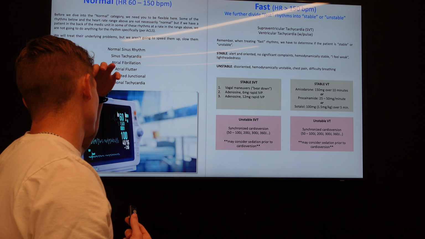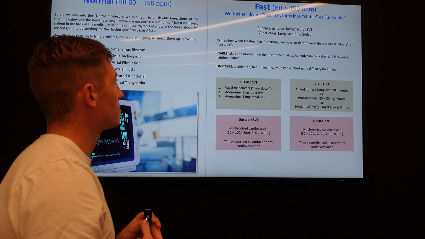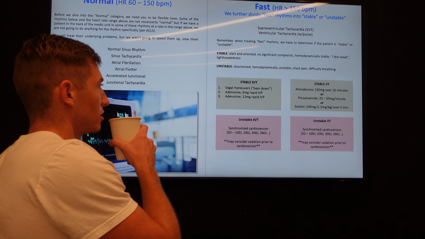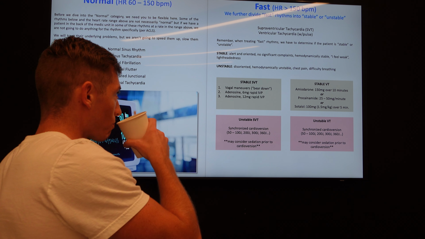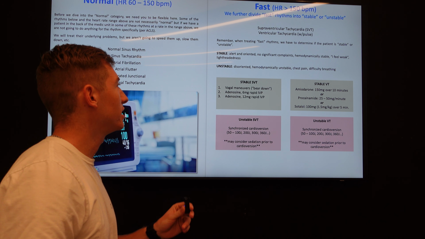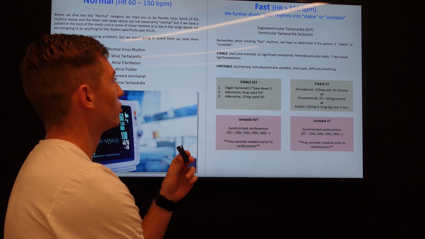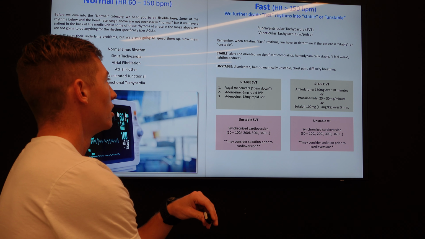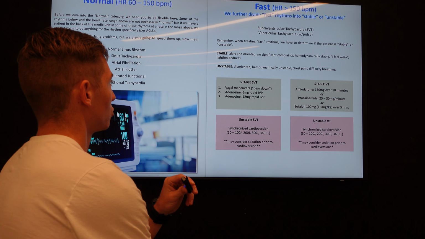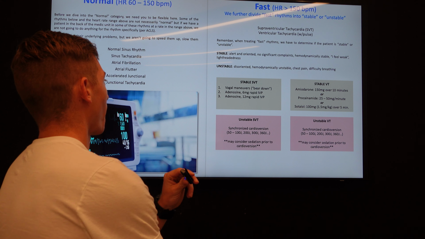Remember, when treating the fast rhythms, we have to determine if the patient is stable or unstable, if they're breathing, if they have altered LOC. So stable: alert, oriented, no significant complaints, hemodynamically stable, if they feel weak, lightheadedness. Unstable: they don't know where they're at, they have chest pain, difficulty breathing, disoriented.